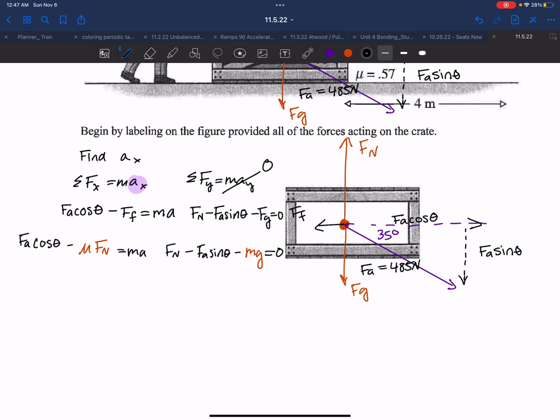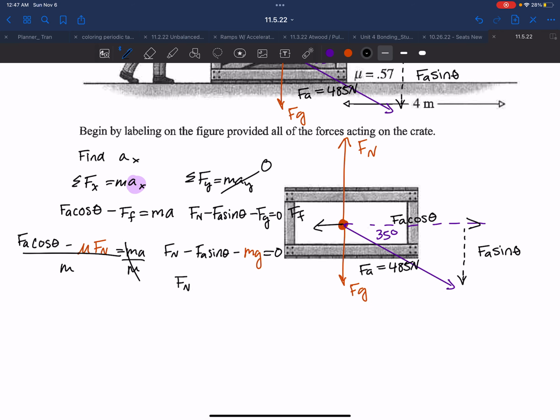So first I'm going to solve for acceleration in the x direction. That's pretty easy. And then I'm going to solve for the normal force in the y direction. So I'm just going to add F_a sine theta and then add mg to both sides. I'm going to do that to both sides, and whenever I do that, I will end up getting this.